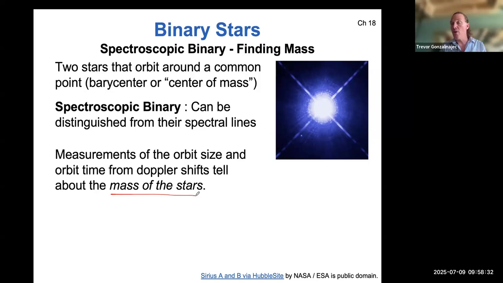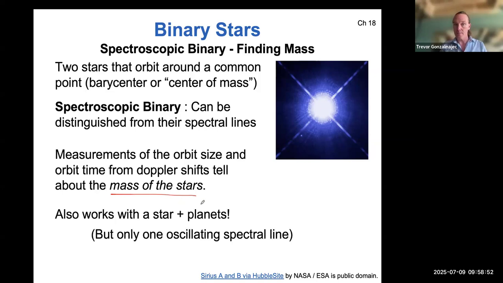I also wanted to point out that when we talked about visual binaries, if it seems like we just mentioned them and moved on, they can be used for the same thing. They can also be used to calculate the mass of the star from orbital size and orbital time. In fact, in that case, you don't even have to worry about the Doppler effect because you can literally just see them moving. So they're almost the easiest to work with.